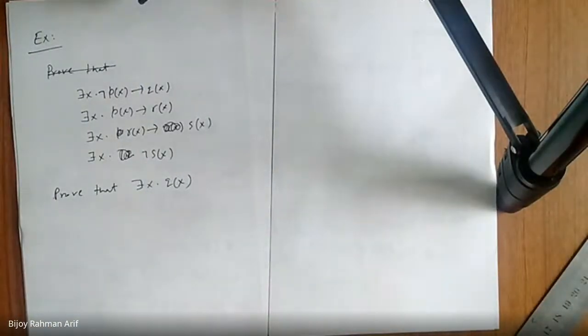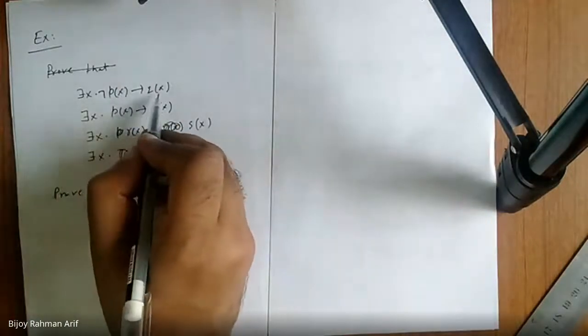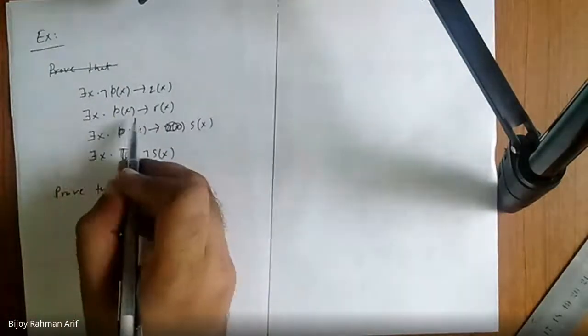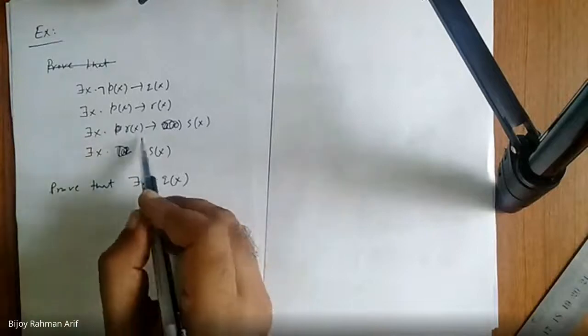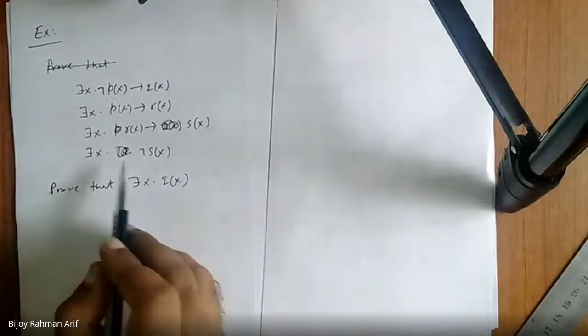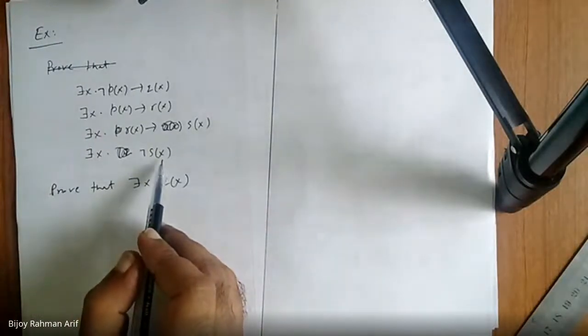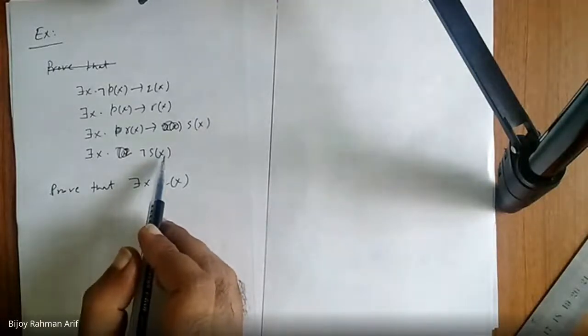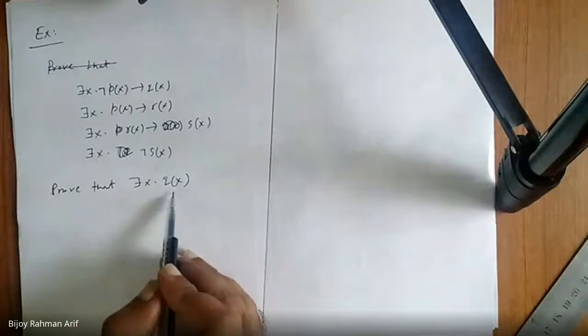For some x, not px implies qx. For some x, px implies rx. For some x, rx implies sx. Some x, not sx. You have to prove that for some x, qx. How can you prove that one?